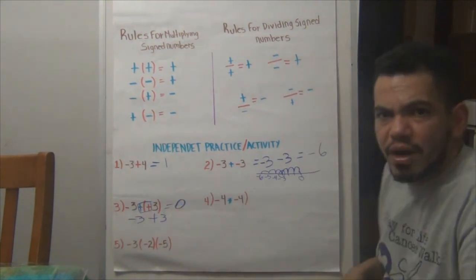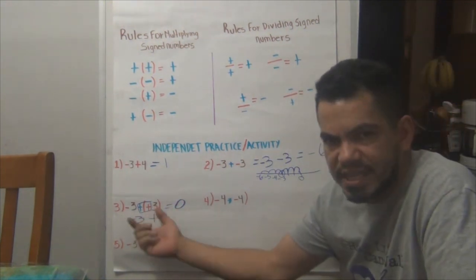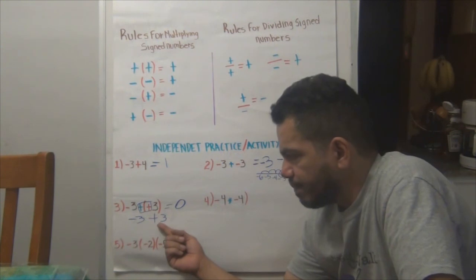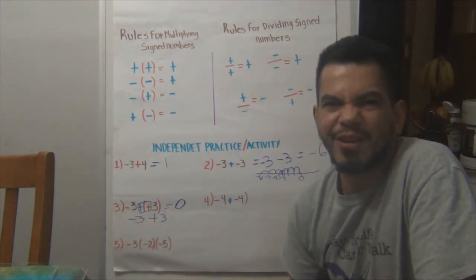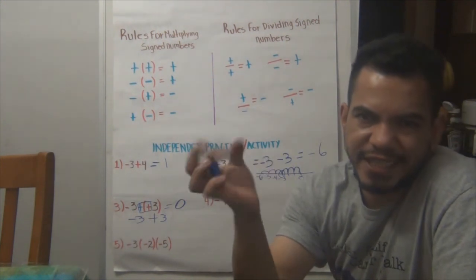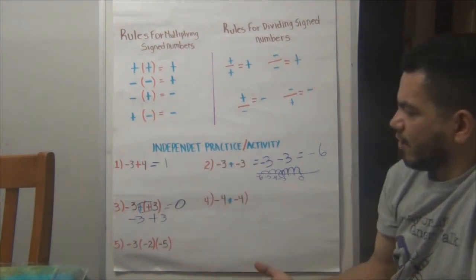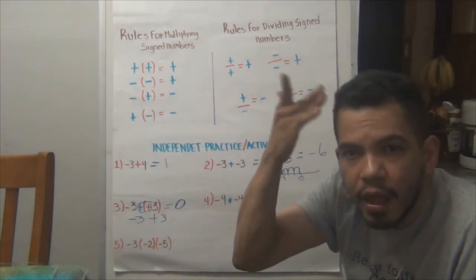But anyway, it's not rocket science. Let's read it backwards. 3 minus 3, 0.